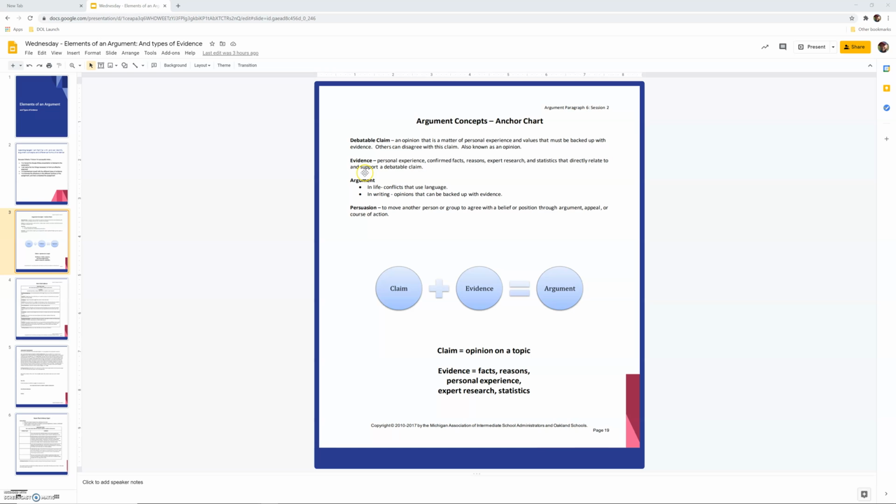The next thing in our list is evidence. This can be personal experience, confirmed facts, reasons, expert research, and statistics that directly relate to and support a debatable claim.